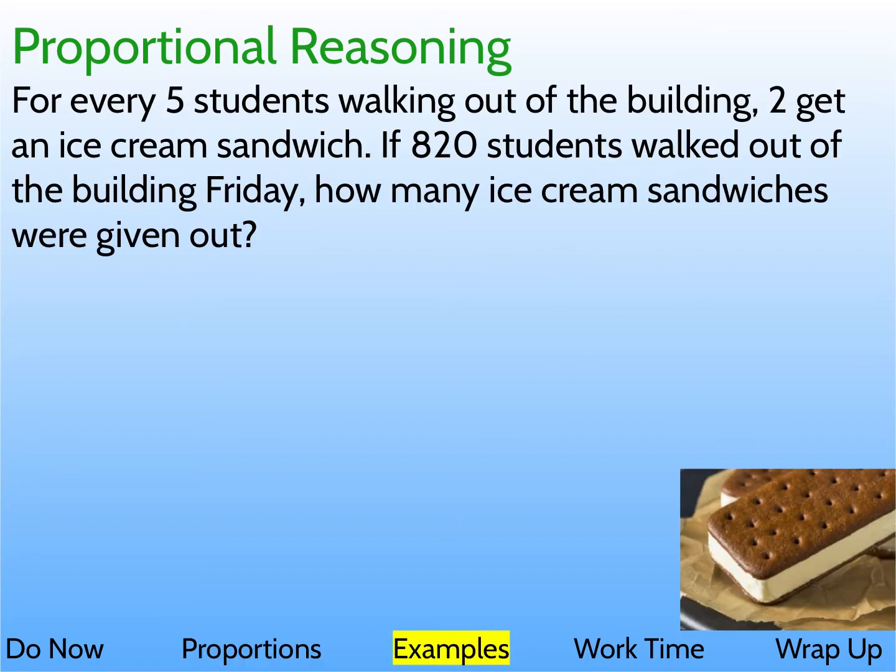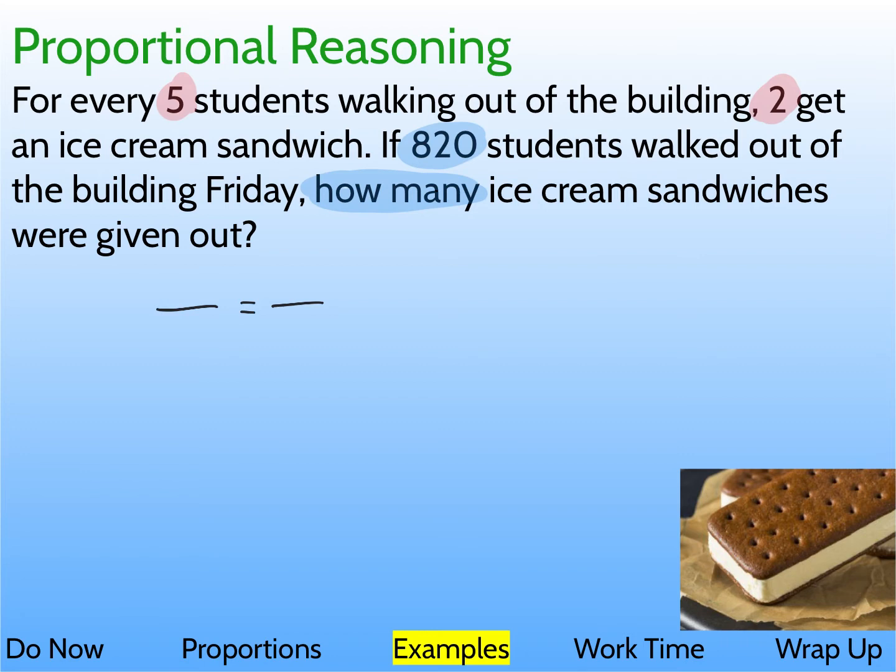So in this example, for every 5 students walking out of the building, 2 of them get an ice cream sandwich. If you have 820 students that walked out of the building on Friday, how many ice cream sandwiches were given out? So with this, what we want to do is set up two fractions that are equal to each other. So in order to do that, we have blank over blank equals blank over blank.